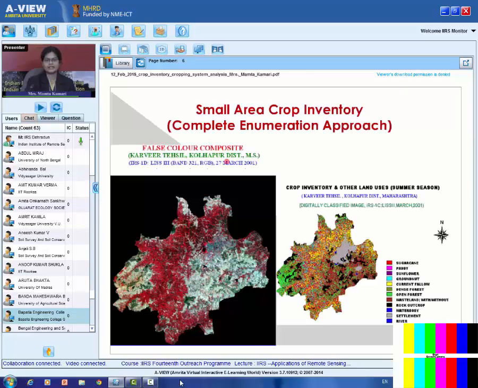So under this, for crop acreage estimation, two approaches were used. First is small area crop inventory or complete enumeration approach. This methodology is used for smaller areas, district level or taluka level. In a satellite image, whatever pixel is coming under the district boundary is extracted and analyzed for crop acreage estimation.